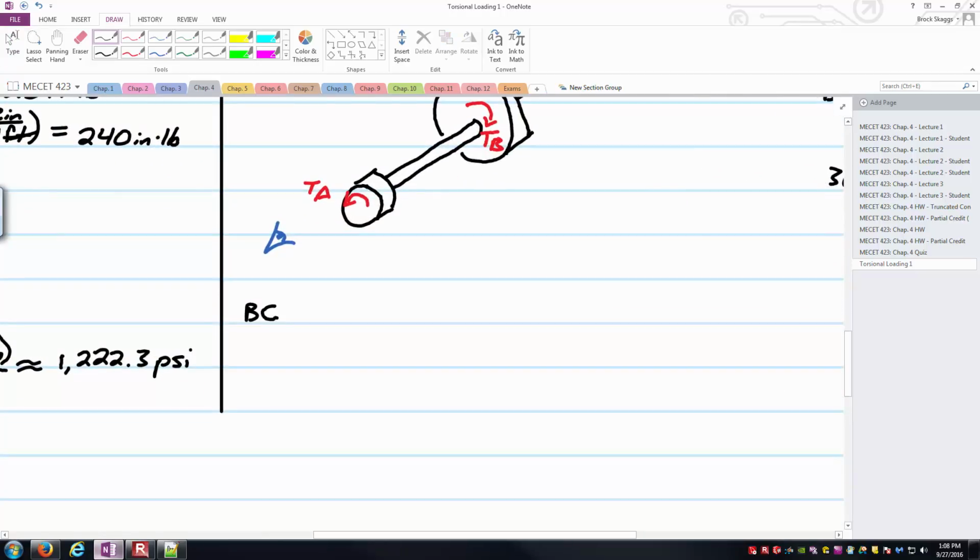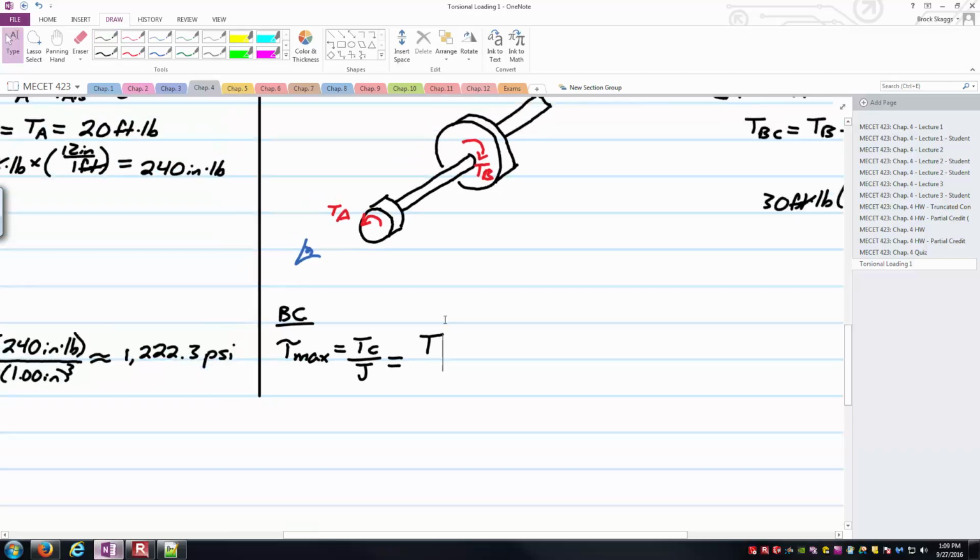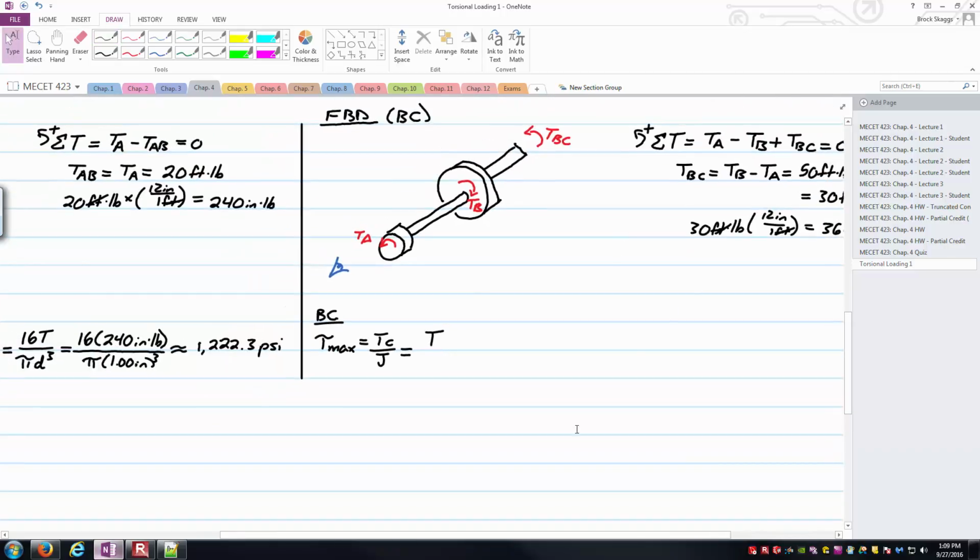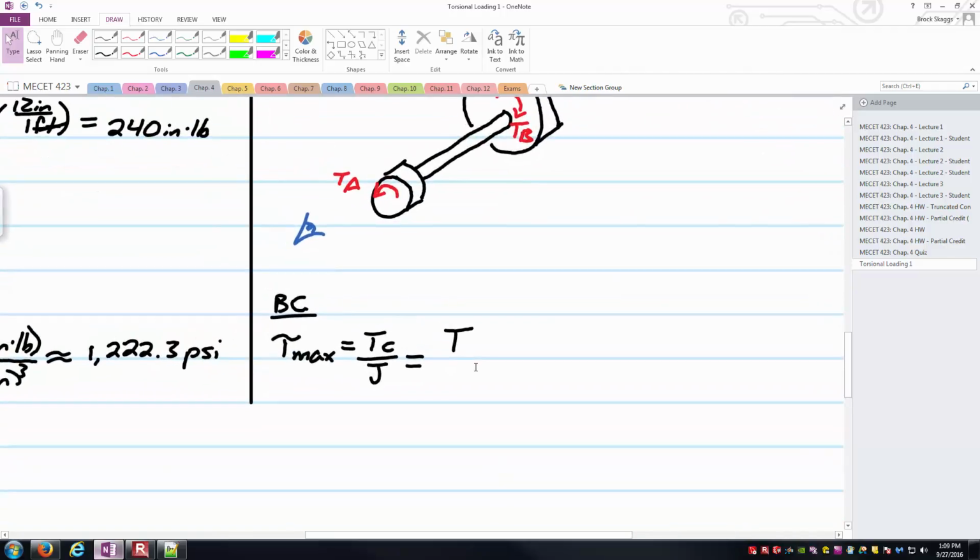And so got section BC over here. Again, same base formula that we'll be working out of. Tau max is TC over J. Here we've got to be a little bit careful. The torque is still just the torque carried by BC. We said that was 360 inch-pounds before. Now it's a hollow cross-section, right? BC basically has an inner diameter and an outer diameter there. And so here we need to make sure the C value is the outer diameter over 2.